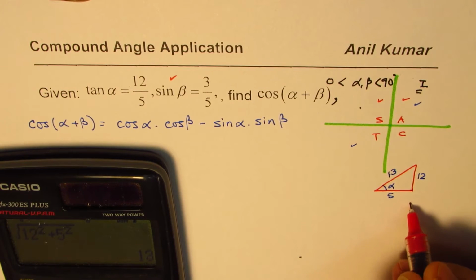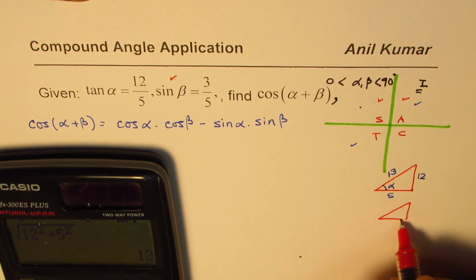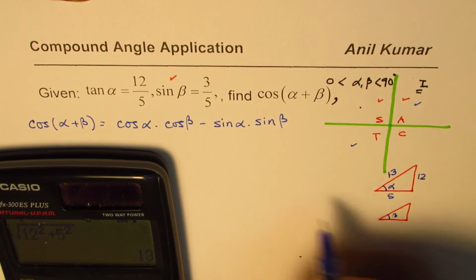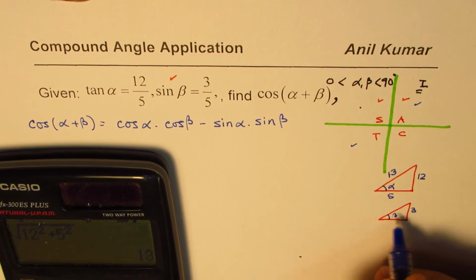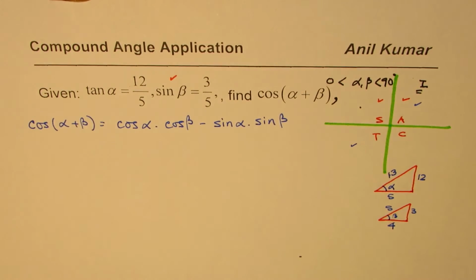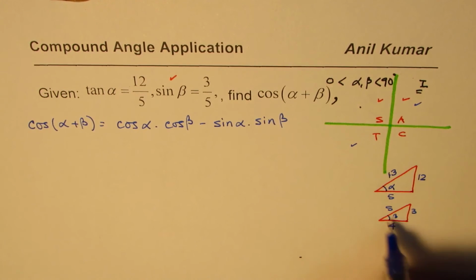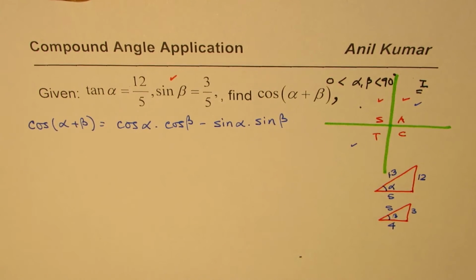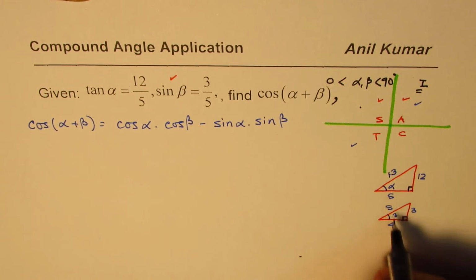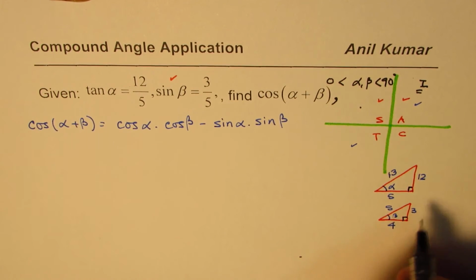For the other triangle, we have beta as sine beta as 3 over 5. That means this is 3 and this is 5 and that one is 4, right? 3 square plus 4 square is 5 square. So we should actually kind of know these triangles. Okay, so both are right triangles. Now from here we can read values very clearly.